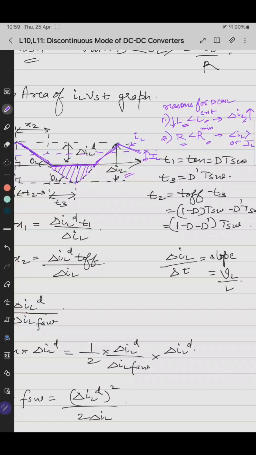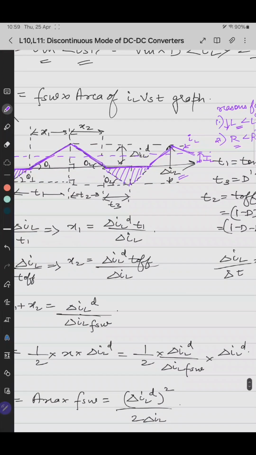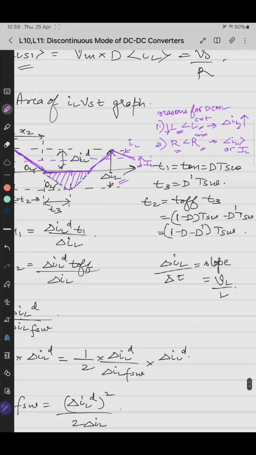Second is its average value. So the band is fixed, but the waveform is moving up and down. So if the load is less, that is, R is more, the average value is less. Vice versa, because resistance and the load current have an inverse relation.